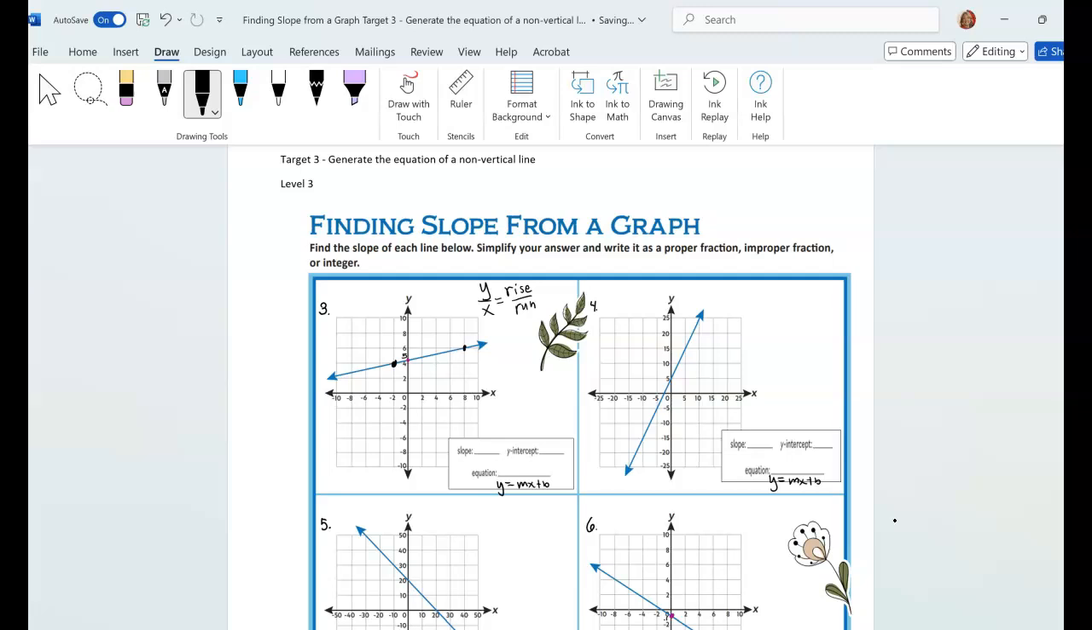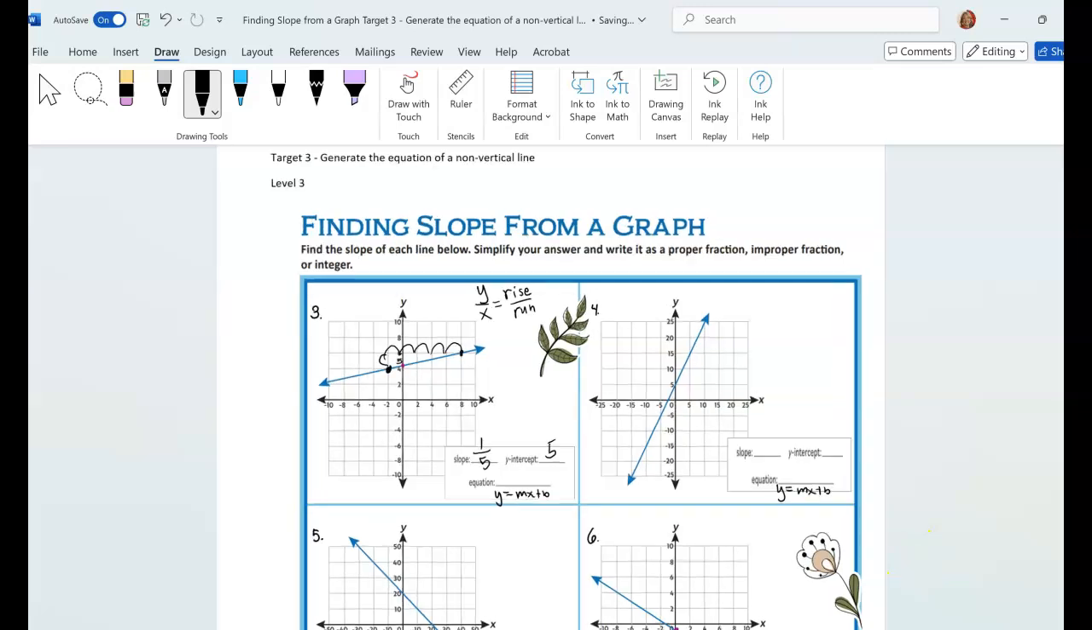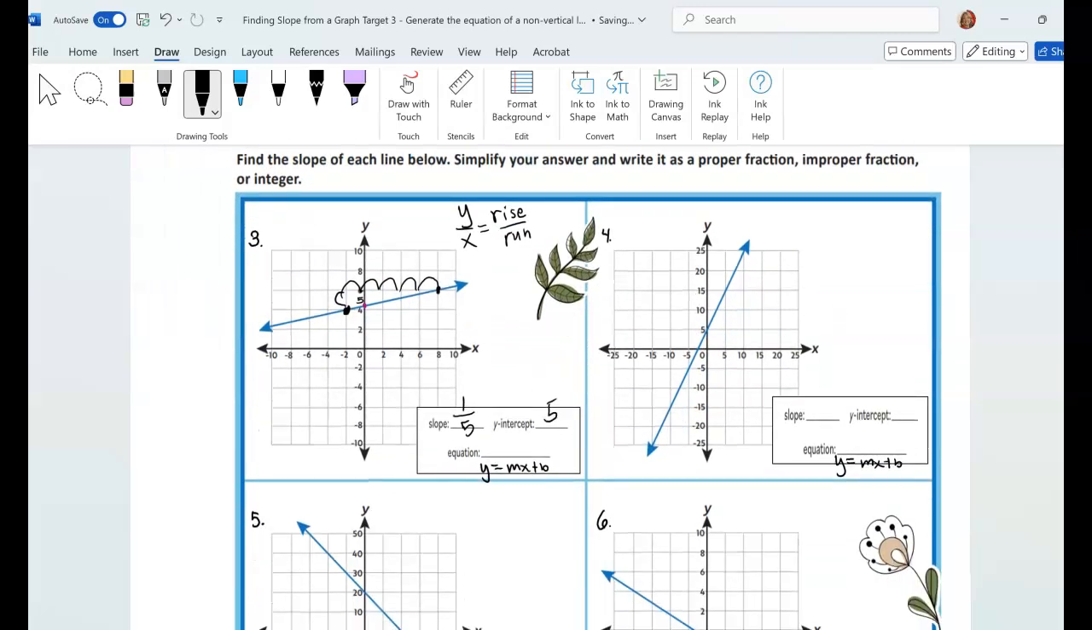And okay, so we're going to rise up 1. So that's going to be the top. And then we're going to run to the right. 1, 2, 3, 4, 5. So the slope is, yep, 1 over 5. And the y-intercept, we're going to say that it crosses the y-axis at 5. So that's much better.